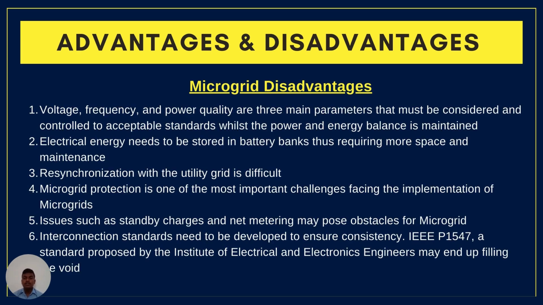So, what are the disadvantages of the microgrid? The voltage, frequency and power quality should be within acceptable limits, and it requires battery banks to store energy, which require space and maintenance. Protection is also sometimes difficult, because in India every season, somewhere a natural calamity comes, and that affects the microgrids. Let's move on to the next slide.